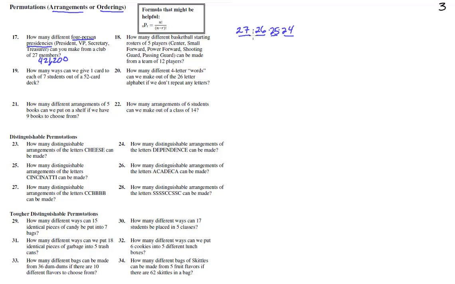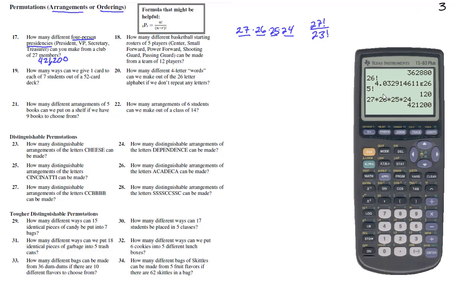Notice we could also write that as 27 factorial over 23 factorial. And notice what that does. That takes 27 and multiplies all the way down to 1, and then 23 all down to 1. And some people find that a little bit shorter. Say 27, math, probability, factorial, divided by 23, and then math, probability, factorial. And notice we get the same answer.